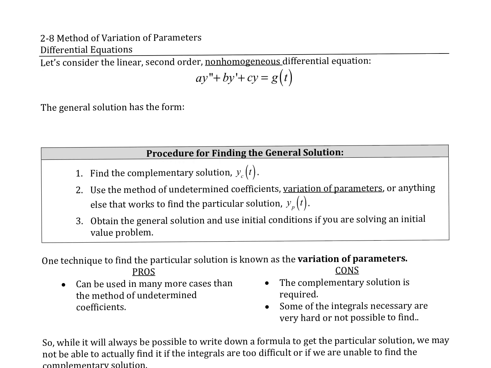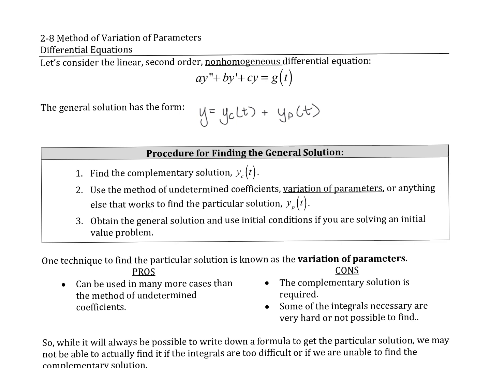All right, we are going to continue our discussion of the non-homogeneous differential equations that are in the form of a y double prime plus b y prime plus c y equals g of t. And again, just like before, a general solution is going to have the form of the complementary solution added to the particular solution. So very similar to when we did the method of undetermined coefficients, this time we're going to look at one called the variation of parameters.